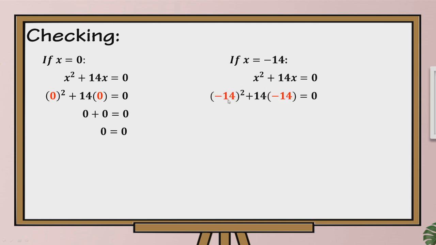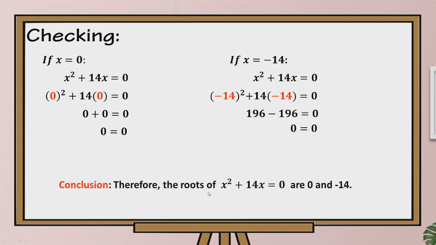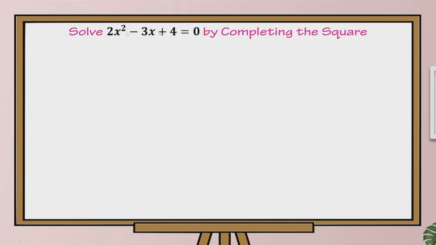So, substitute, we have negative 14 squared and positive 14 times negative 14. That is 196 minus 196, and that is still 0 equals 0, which is also true. Therefore, our conclusion is that the roots of x squared plus 14x equals 0 are the values 0 and negative 14. So our last example will be to solve 2x squared minus 3x plus 4 equals 0 by completing the square. And first step is again to set our quadratic equation in standard form.